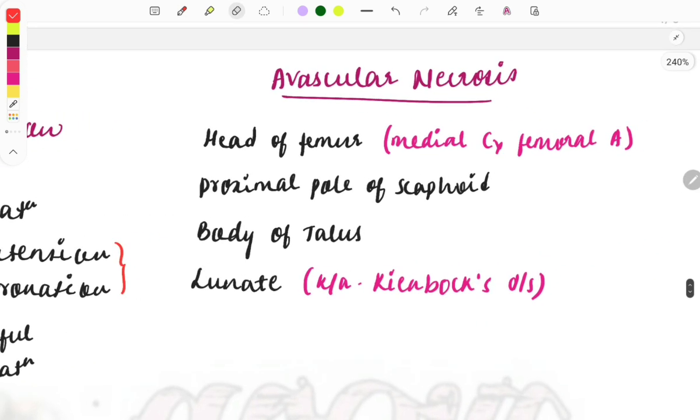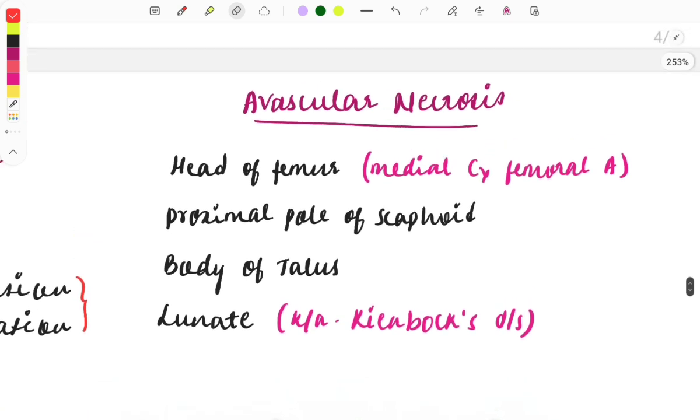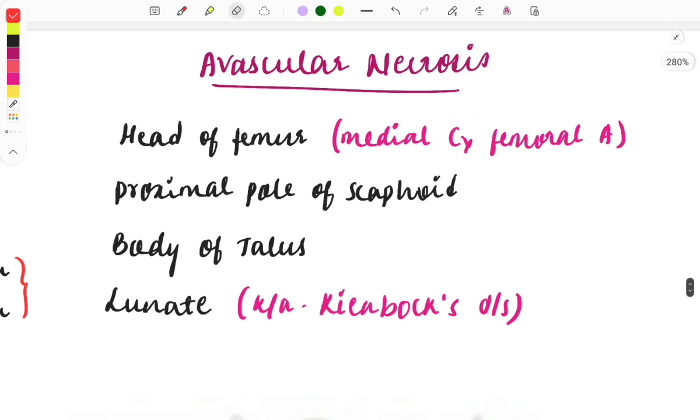Then moving on to avascular necrosis. So fracture of various bones also causes avascular necrosis, like the head of the femur. The head of the femur causes avascular necrosis because the damage is to the medial circumflex femoral artery. Avascular necrosis, the name itself says it: due to absent blood supply the bone will undergo necrosis, and the vessel which is injured is the medial circumflex femoral.